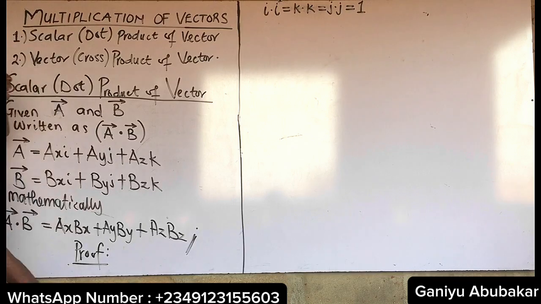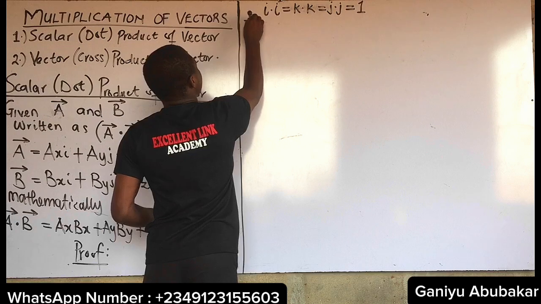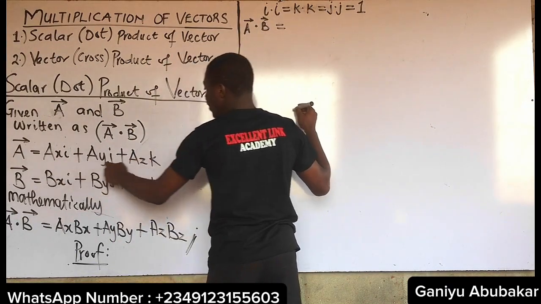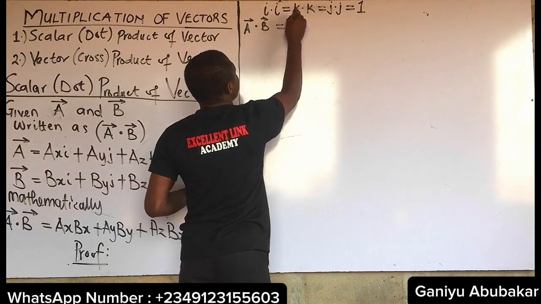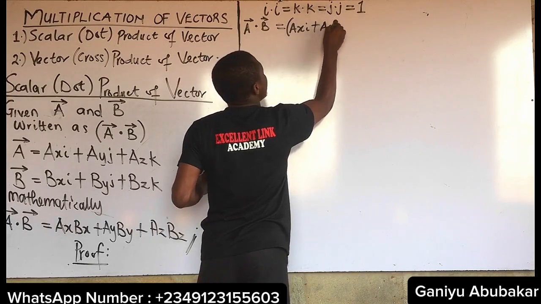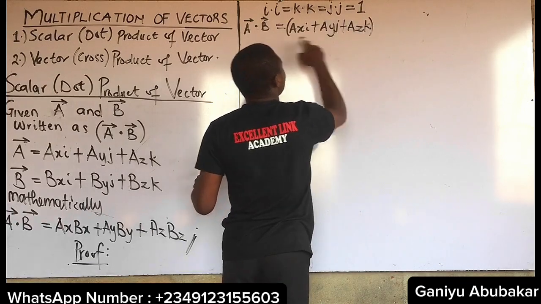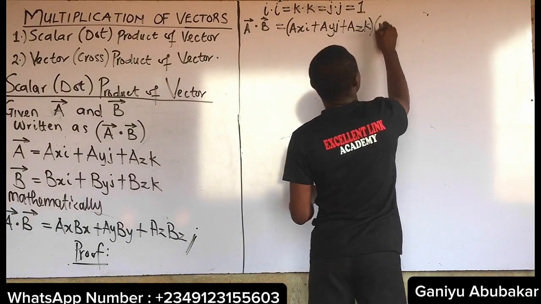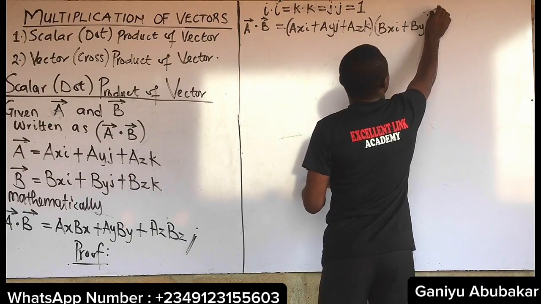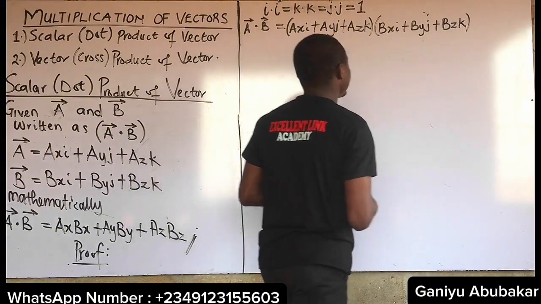At this point, what's the next task? We're multiplying these two. I'm saying that vector A is multiplying vector B. All the elements in vector A include AX i plus AY j plus AZ k. This is multiplying vector B, which includes BX i plus BY j plus BZ k. So let's multiply these two vectors.